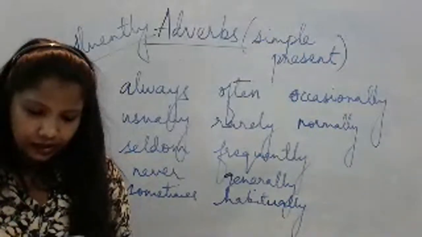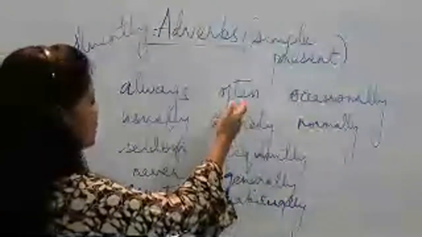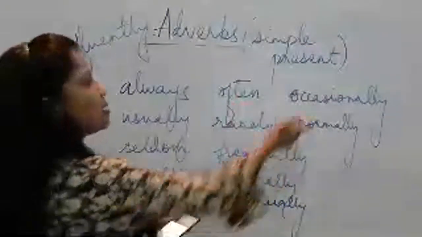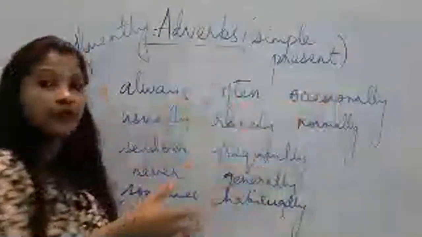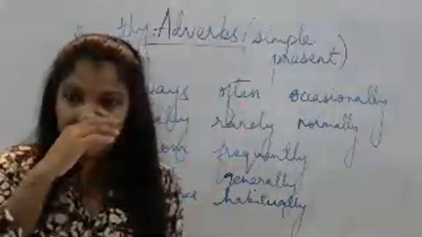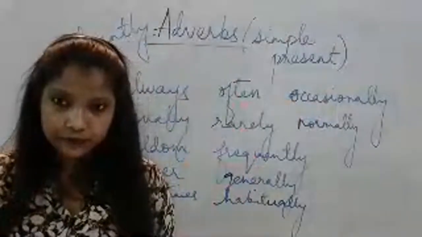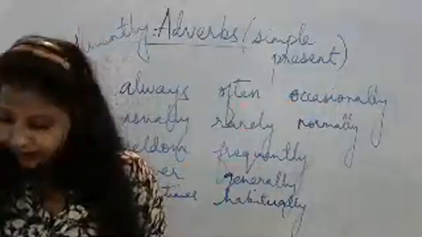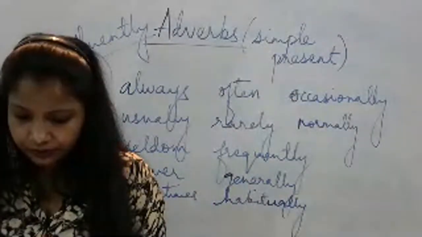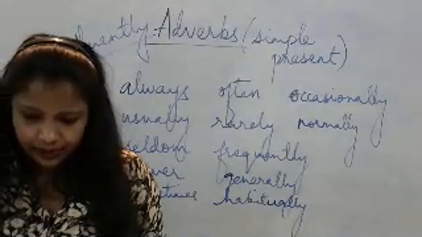Okay, never. Frame a sentence with habitually or occasionally, which you have not framed. I'm frequently using my laptop. Okay. I usually like to watch TV. Correct.